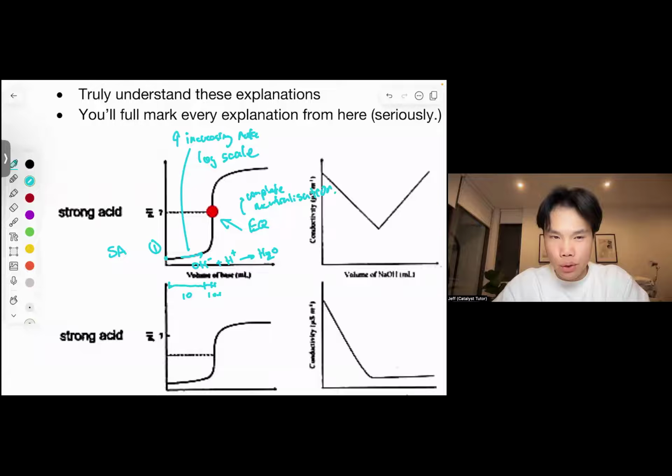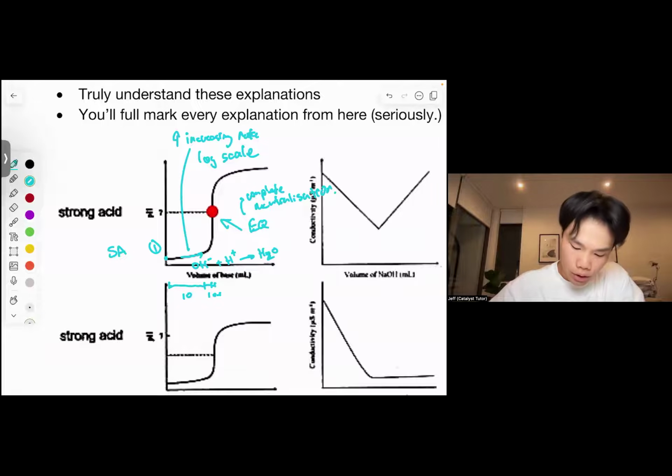Why is the pH neutral? Can someone explain that? Why is the pH neutral in this particular titration? Product is a neutral salt, correct? Because you're going to make a very weak acid and a very weak base. So at equivalence, you're going to have a neutral solution.